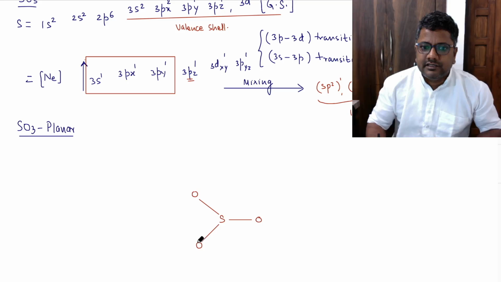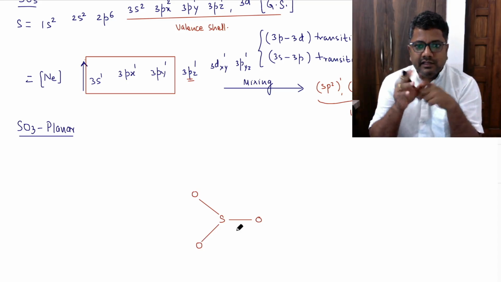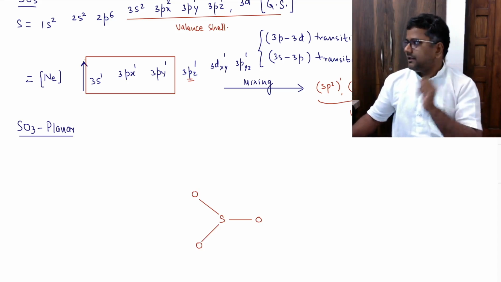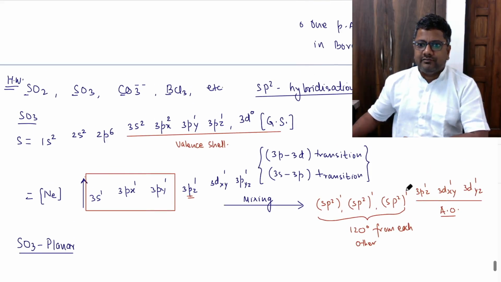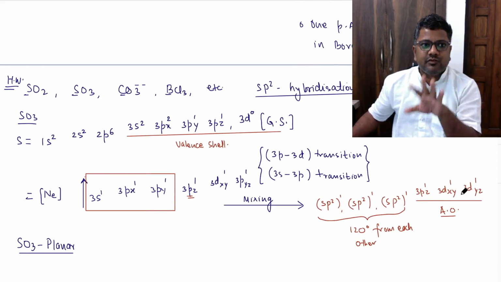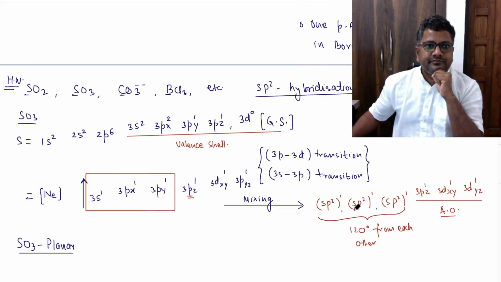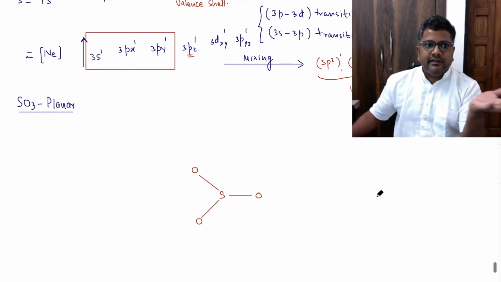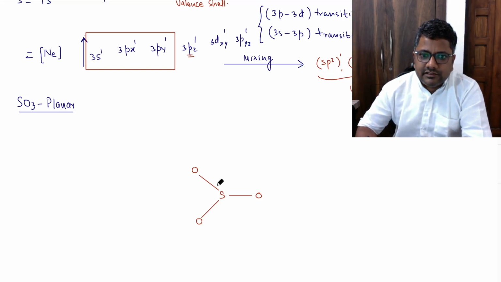Now see, this is the skeleton, and this will determine the geometry. The orientation of these atomic orbitals will not determine the geometry of the molecule. The orientation of these 3 hybrid orbitals will determine it. So these 3 hybrid orbitals are at 120 degrees. This is the geometry of the molecule. So this is planar, right? And this is 120 degrees, right?